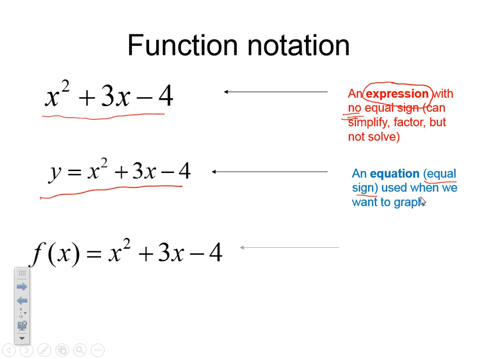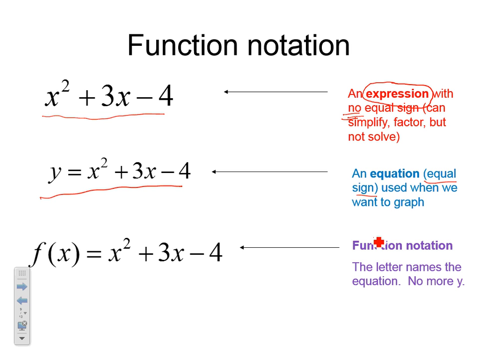And then this last one is called function notation, where we don't have this as a y anymore, but we have what's called a letter in front of an x. So we have f of x. Okay, this simply means the same thing as this. It's just a fancier way to write it.